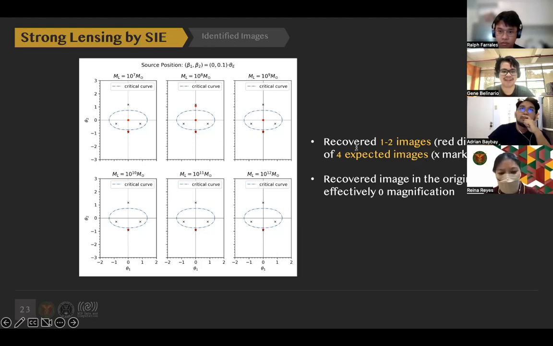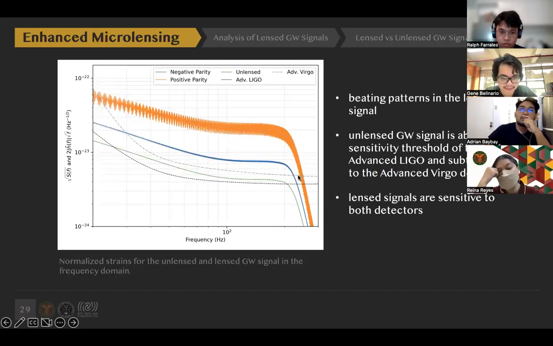Pero pwede tayo tumingin, just go to the slide. You're asking about the effective mass, diba? The question is, is that we can already do that with our current detector?